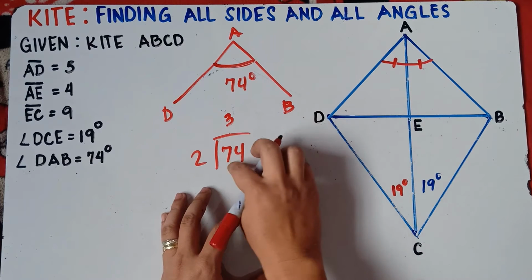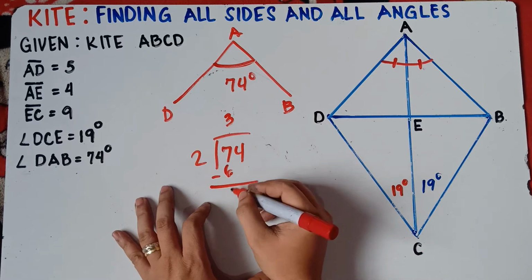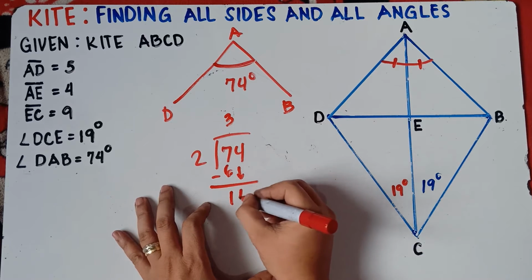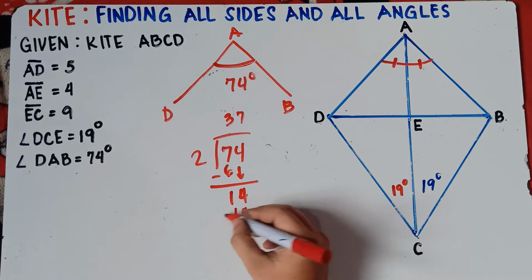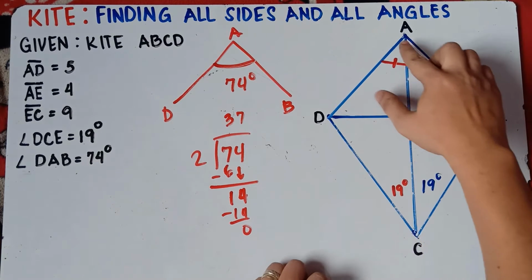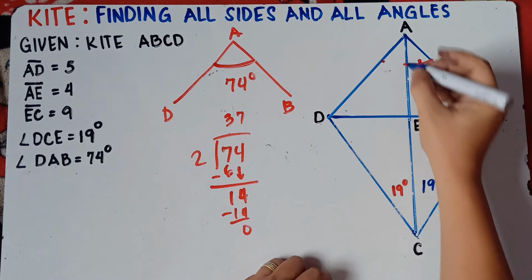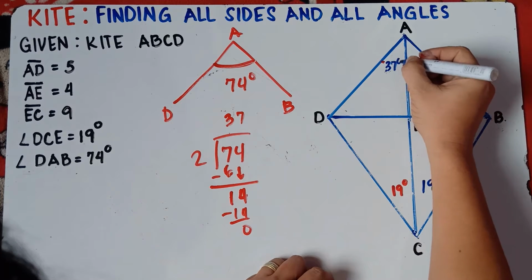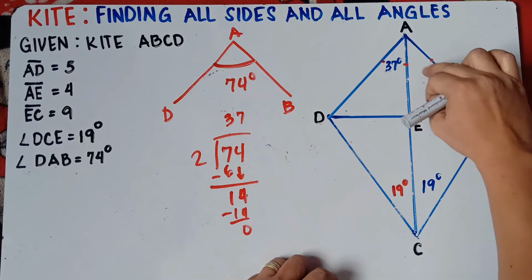7 divided by 2 is 3. 3 times 2 is 6. Subtract: 7 minus 6 is 1. Bring down 4. 14 divided by 2 is 7. 7 times 2 is 14, subtract, 0. So this will be 37 degrees, class. Let me just write it here. This is 37 degrees, and this is also 37 degrees.